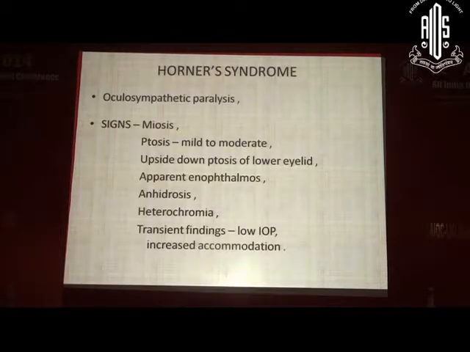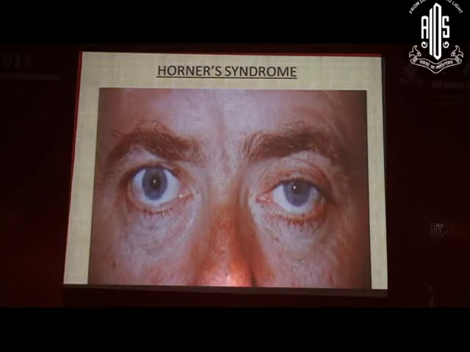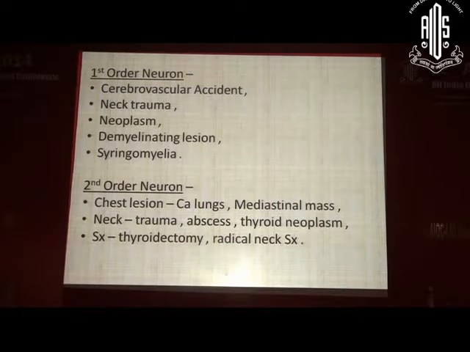Horner's syndrome, basically the clinical features are meiosis, a mild ptosis, an upside down ptosis of the lower lid, apparent enophthalmos, anhidrosis, heterochromia, and transient other findings. This is the clinical picture. So the eye which has got the smaller pupil, has got ptosis and has apparent enophthalmos is the eye which has got the disease. And the various locations and the disorders associated with it.